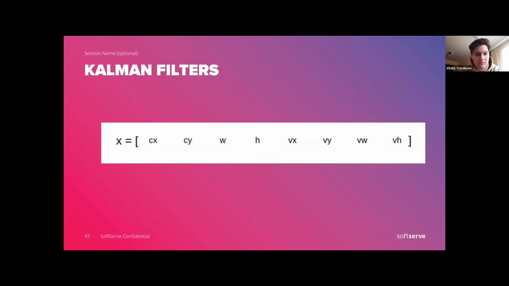So here, mean, which is x, is a state vector. It is composed of the coordinates of the center of the bounding box, the size of the box, and the change of each of these parameters, the velocities. When we initialize this parameter, we set velocities to 0. They will then be estimated by the Kalman filter.